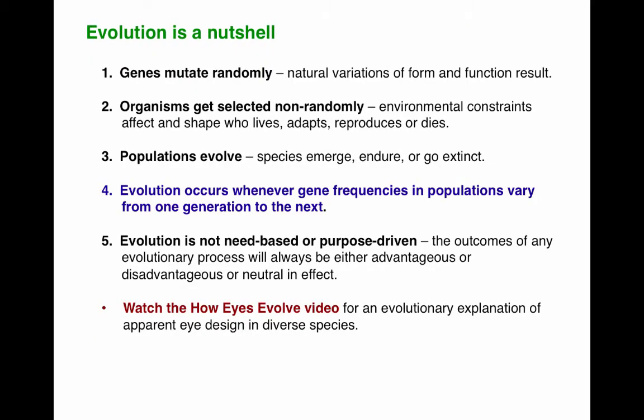Here is evolution in a nutshell. First, genes mutate randomly. That is, natural variations of form and function result. Organisms get selected non-randomly. Environmental constraints affect and shape who lives, adapts, reproduces, or dies. And it's populations that evolve. Species emerge, they endure, or they go extinct. Evolution occurs whenever gene frequencies in populations vary from one generation to the next. Evolution is not need-based or purpose-driven. The outcomes of any evolutionary process will always be either advantageous or disadvantageous or neutral in effect. Watch the How Eyes Evolve video for an evolutionary explanation of apparent eye design in diverse species.